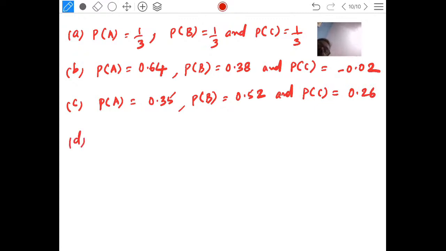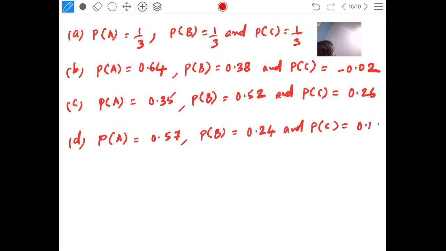Then fourth subsection, P of A equal to 0.57, P of B equal to 0.24 and P of C equal to 0.19. Okay, so you can complete the problem and submit it.